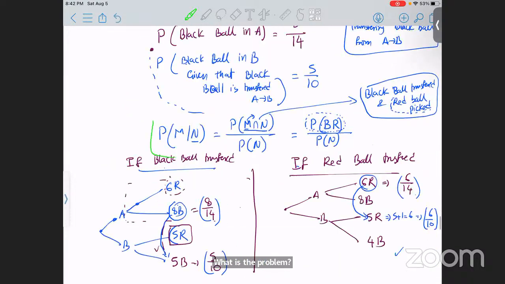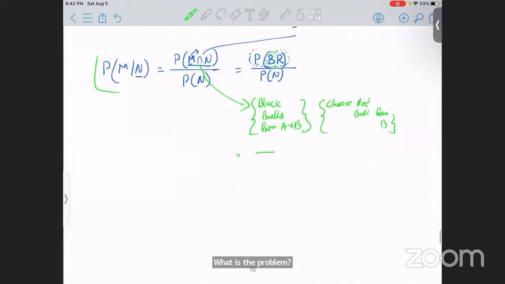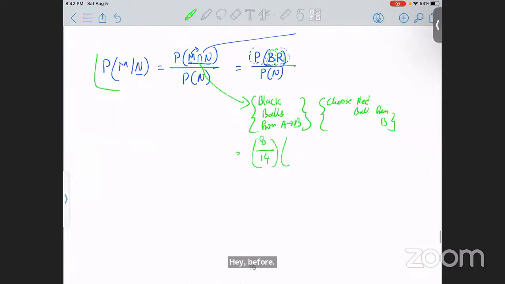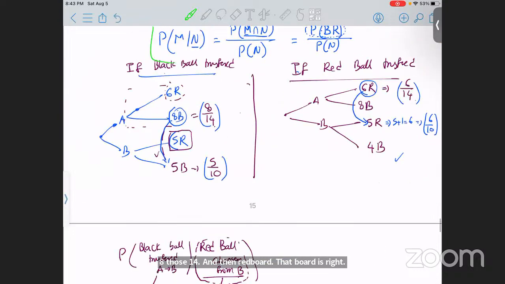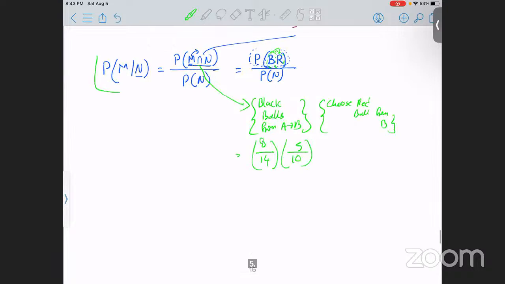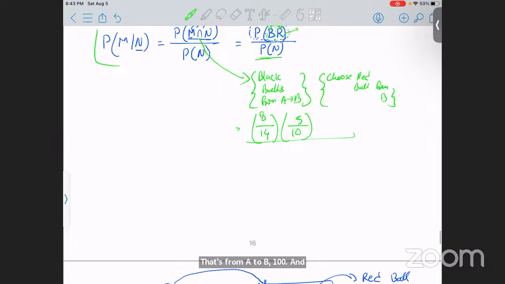8 by 14 into, and then red ball, 5 by 10. Okay. Are you getting this? If you use this, it is like an order, black and red. Choosing black and red, similarly, black from A to B and red. And then, what is the P of N? Total probability: 8 by 14 into 5 by 10.